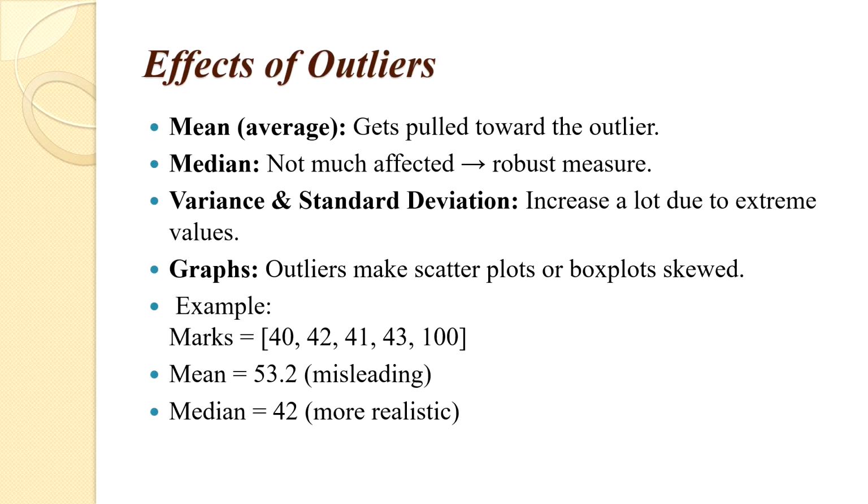So it will affect the mean value; the mean will vary a lot with the help of the outlier value. The median will not be much affected, and the variance and standard deviation increase a lot due to extreme values. Graphs also will have errors because of outliers. For example, with the marks 40, 42, 41, 43 and 100, the mean value will be distorted and the median value will be more realistic.